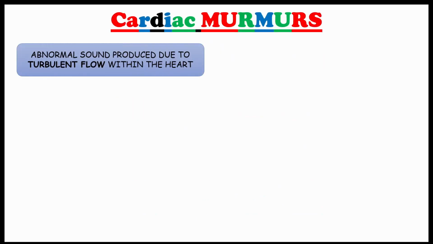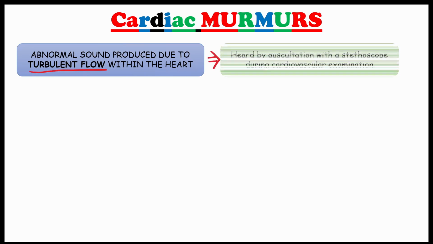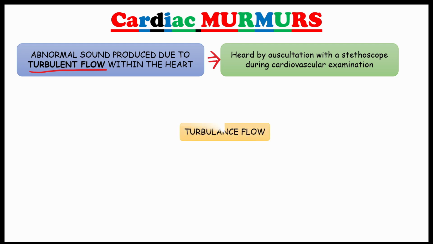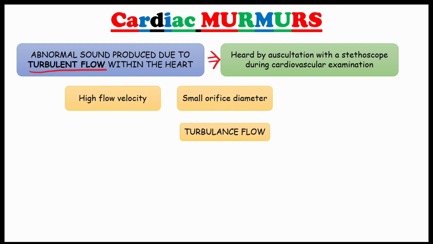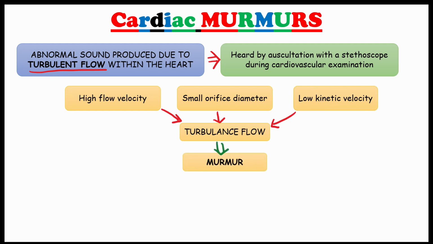What is cardiac murmur? It means abnormal sound produced due to turbulent flow within the heart. This can be heard during cardiovascular examination. Well, we said turbulent flow. What causes the turbulent flow? High flow velocity, small orifice, or low kinetic velocity are the main causes which lead to turbulent flow. So we hear murmur.